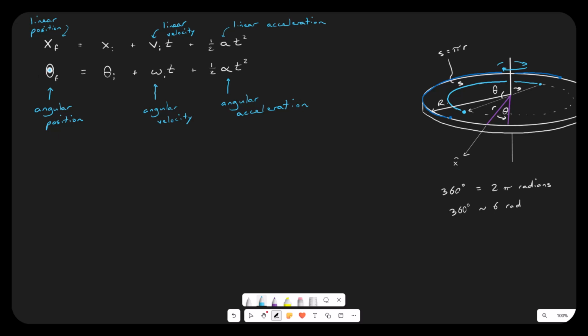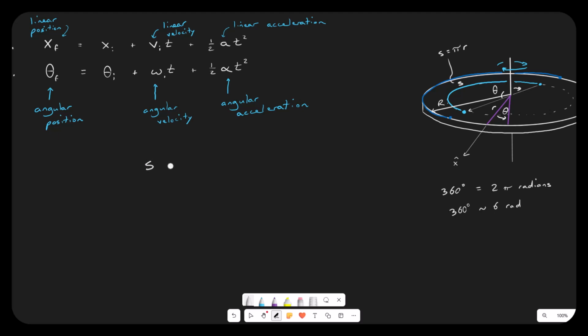So this equation, where I had this top line as my kind of equation 1 when I did kinematics, this is now my equation 1 for rotational kinematics. It really is exactly the same. I'm just looking at angular quantities instead.